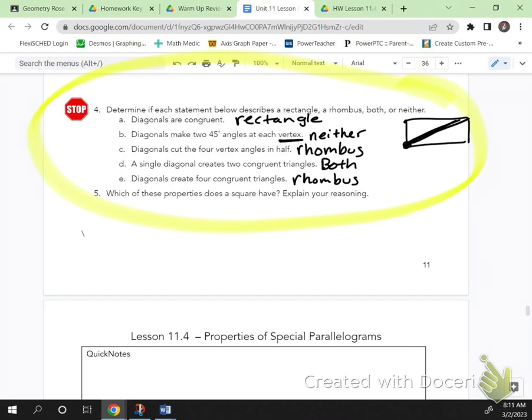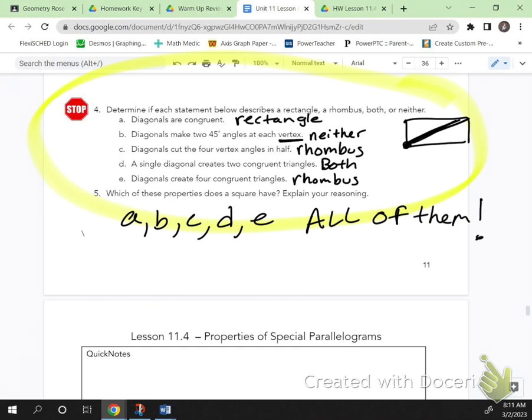Interesting. 5. Which of these properties does a square have? What do you think? Good. All of them. A, B, C, D, and E. So when you're getting really specific about a square, remember all these things happen. Especially B.